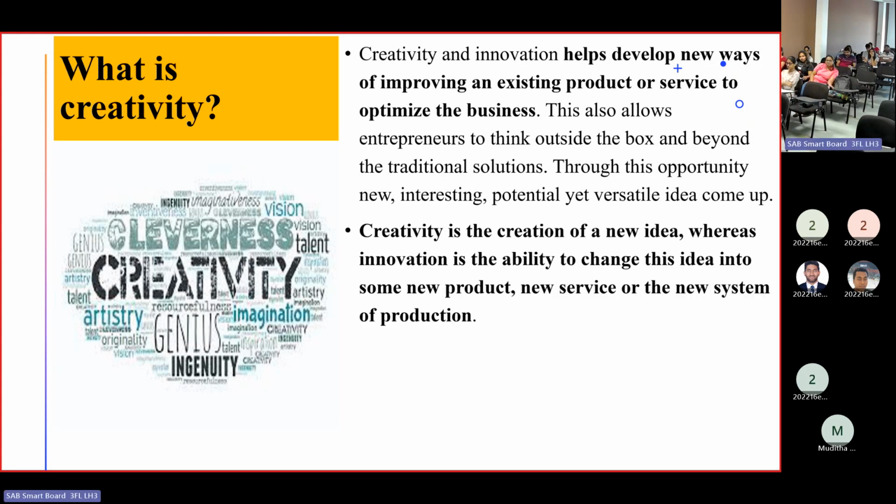Creativity is the creation of a new idea, whereas innovation is the ability to change these ideas into a product. Like I said here, 3,000 ideas, 300 innovations, 3 physical products. It's idea, innovation, then the physical product. That's how we're talking here. Is it clear?